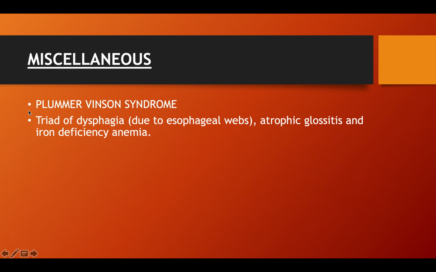Some miscellaneous ones. Plummer-Vinson syndrome is actually a triad of esophageal webs, which cause dysphagia, atrophic glossitis, and iron deficiency anemia. So this one also predisposes to adenocarcinoma. This one is also asked many times. They can ask you a question like, the syndrome associated with iron deficiency anemia is dash. So it's going to be Plummer-Vinson syndrome.